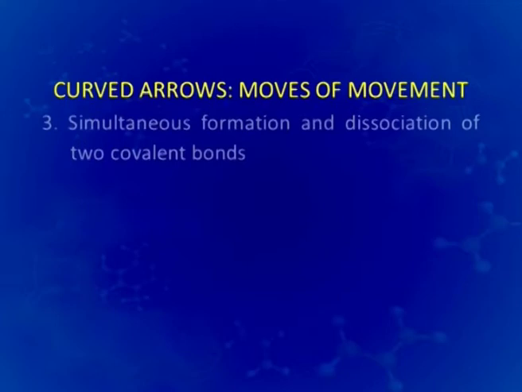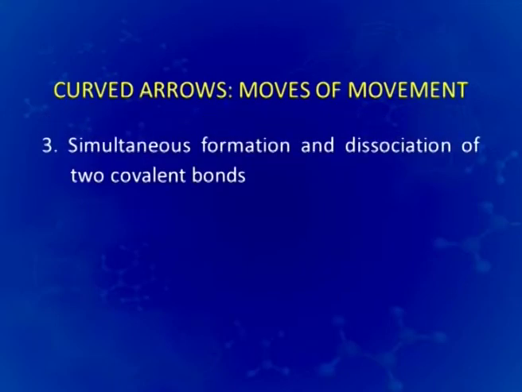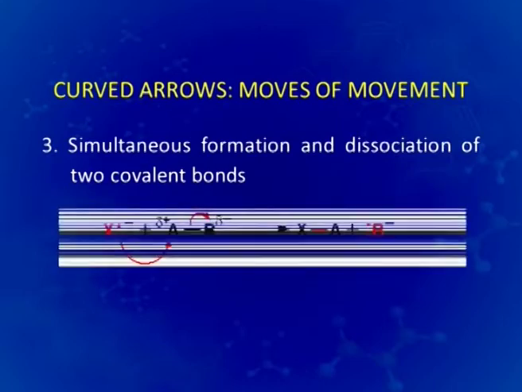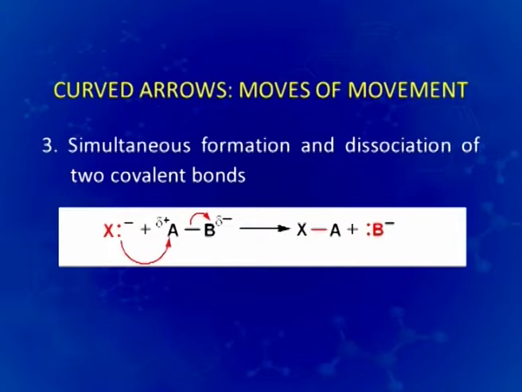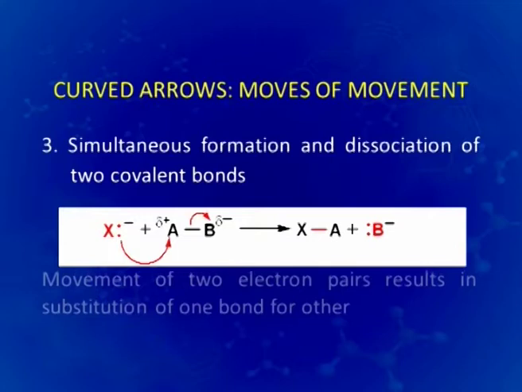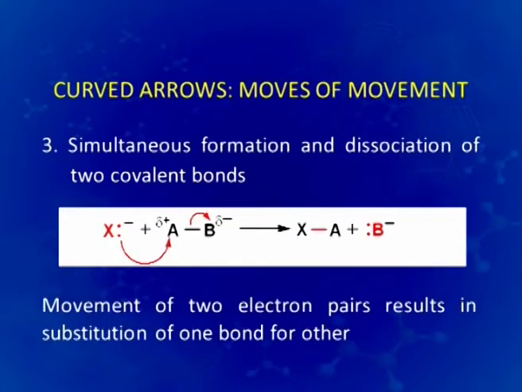Yet in another way of curved arrow depiction, we have simultaneous formation and dissociation of two covalent bonds, which we also saw in the case of pericyclic reactions. So, if A and B are polarized and we have another charged species, then this will donate the electrons to the species which is electron deficient and form a bond with that particular species or atom, and give the other one as another ion. So, movement of two electron pairs results in substitution of one bond for the other.